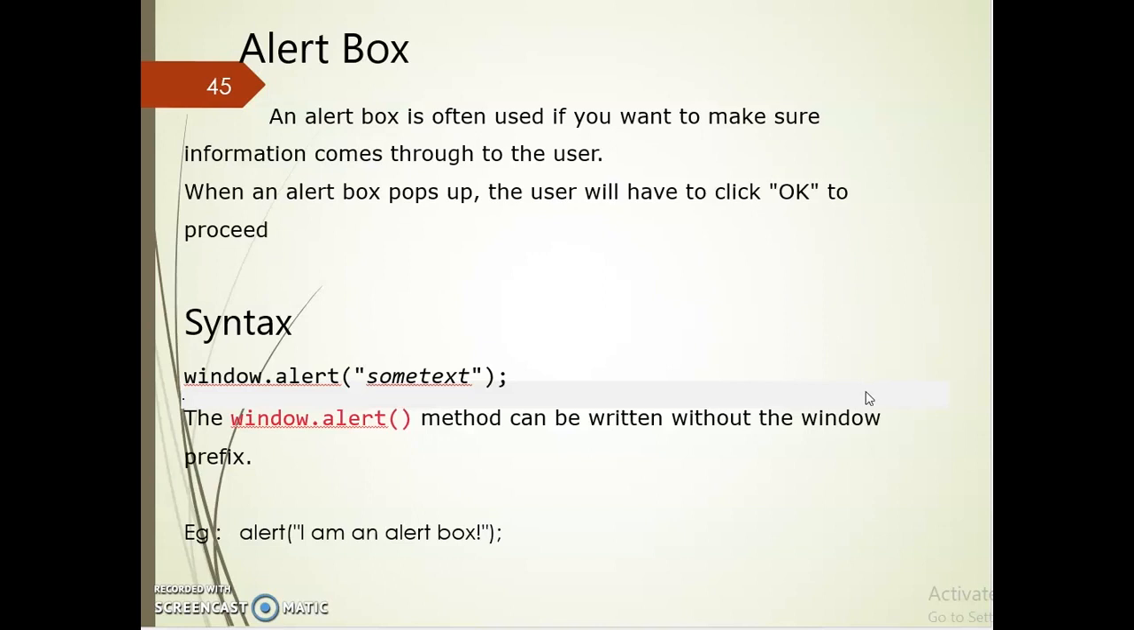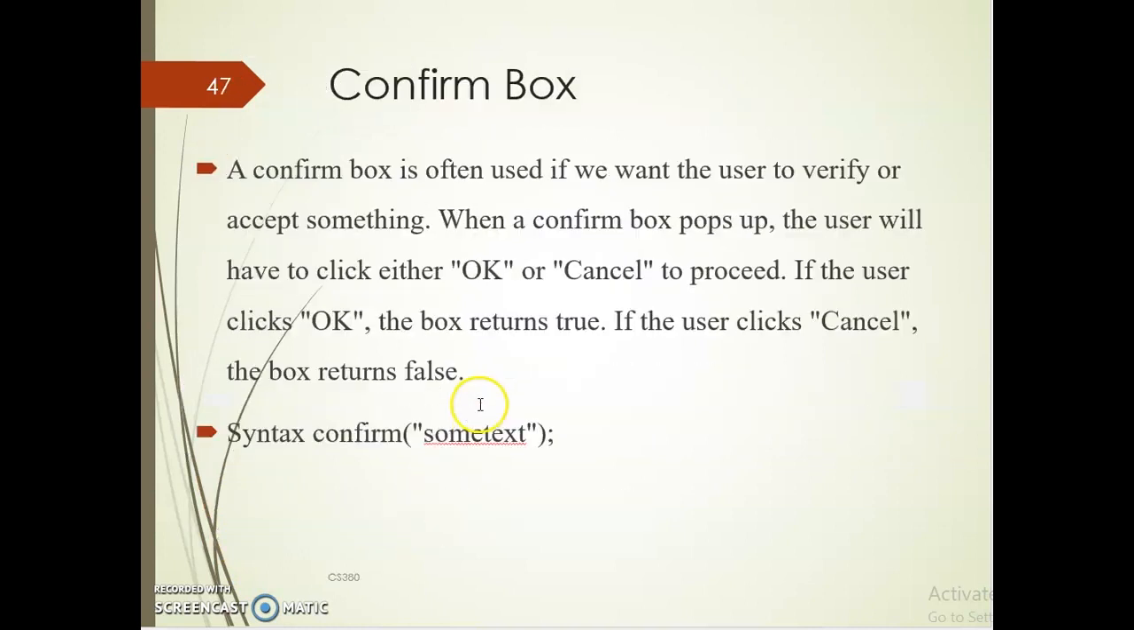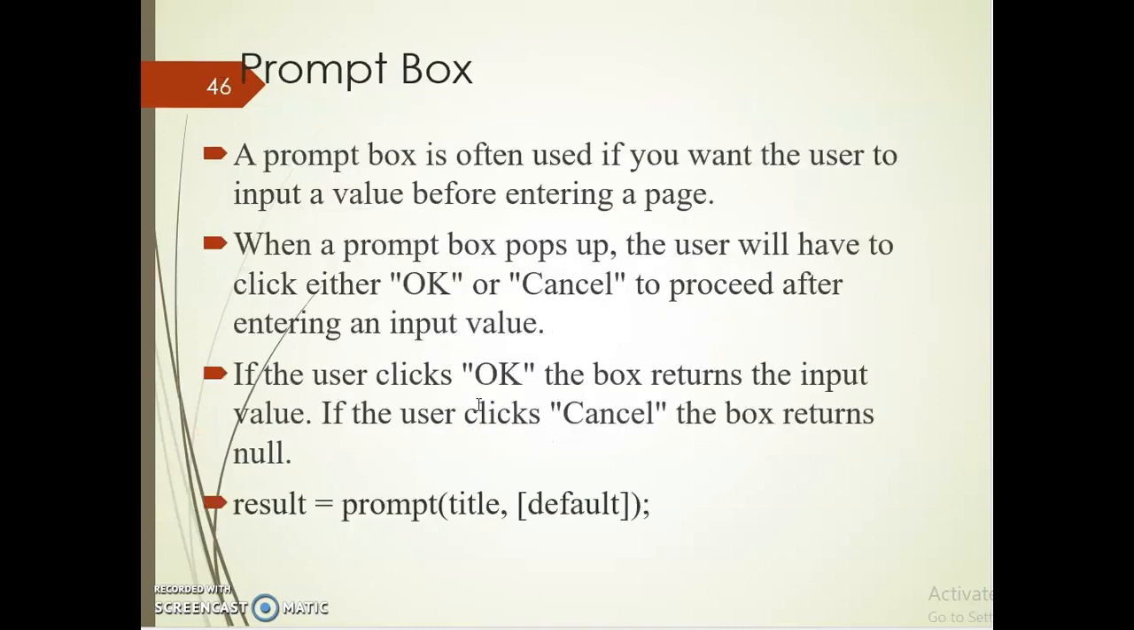The syntax of the alert box is window.alert, then we can write some text. The window.alert method can be written without the window prefix also. We can simply use alert and the text in double quotes. Okay, this is the alert box. Next pop-up box is the prompt box.